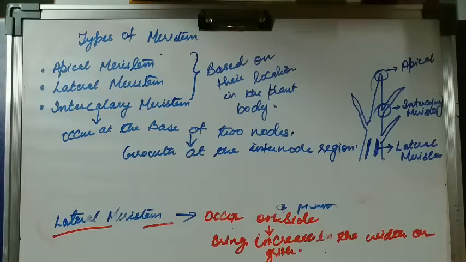So we have completed the first part of the plant tissue, that is your meristematic tissue. Now in the second video I will be taking your simple permanent tissue.